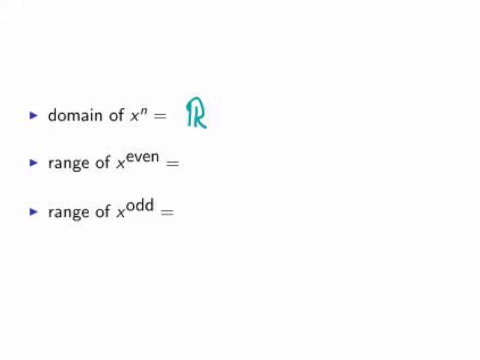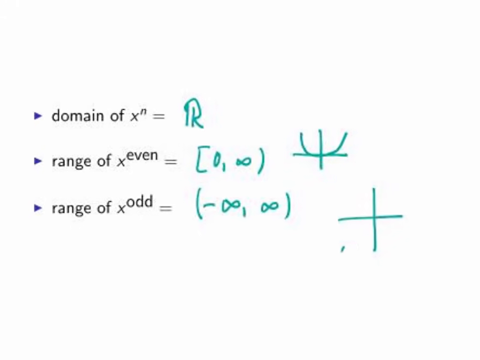Now the range is different. The range of x to the even, we have seen these are like the parabolas. We don't get negative numbers. So the range is 0 to infinity here. And here the range is minus infinity to infinity. So in the odd case, we go from minus to plus infinity, we get all the values, right? So here the functions look like this, and here these functions look like this.